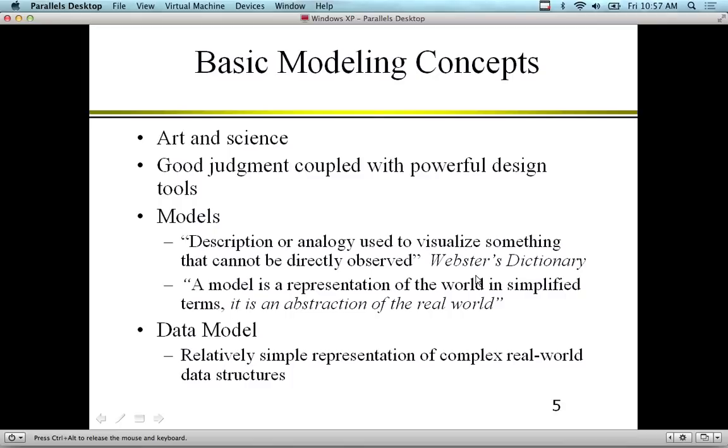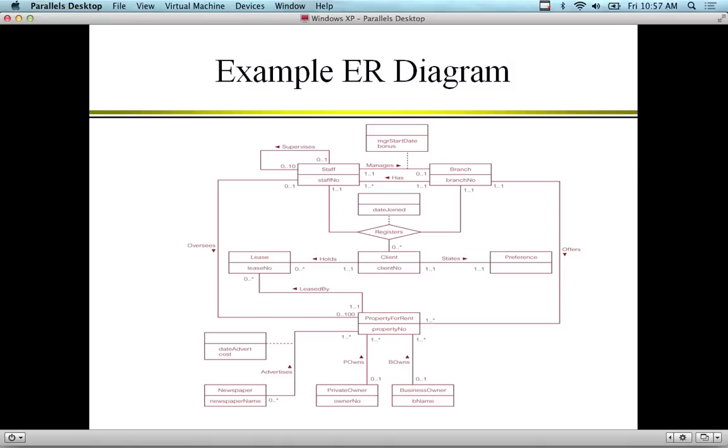The data model itself is a simple representation of the complex world. So a model can take and create, in fact this model here is an entire database system. So it makes it a little bit simpler in terms of abstraction. So we can kind of see how the database is composed by just looking at the simple model.